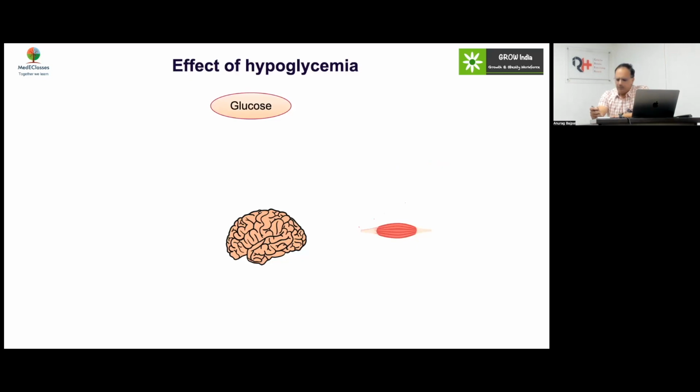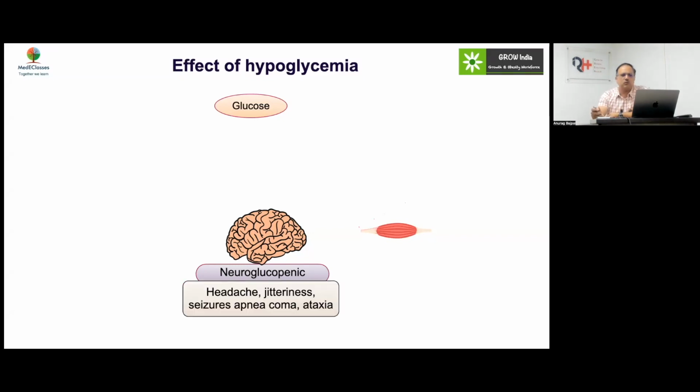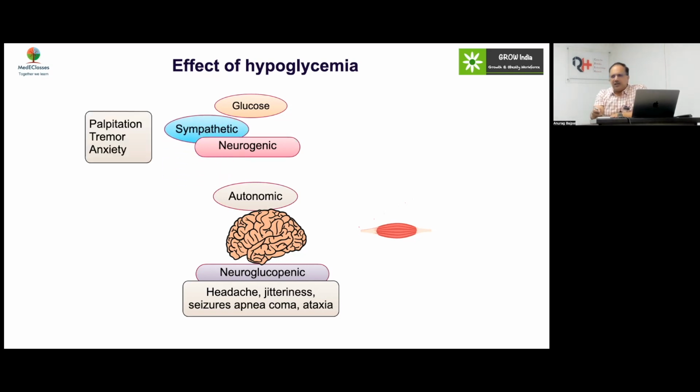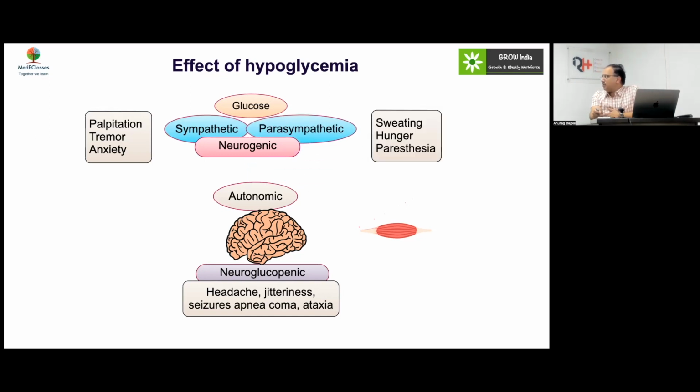So now what does hypoglycemia do? If you have hypoglycemia, there are two types of symptoms. One is because of the neuroglucopenic, where the brain is not getting enough glucose. You have headache, jitteriness, seizures, apnea, coma, ataxia. Then there are autonomic symptoms, which are more like neurogenic symptoms, which include sympathetic symptoms like palpitation, tremor, and anxiety, and parasympathetic symptoms like sweating, hunger, and paresthesia. So it's a combination of both.